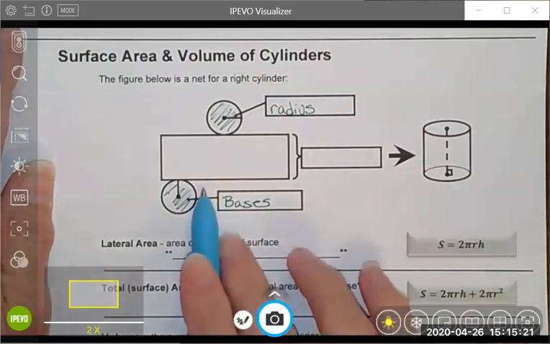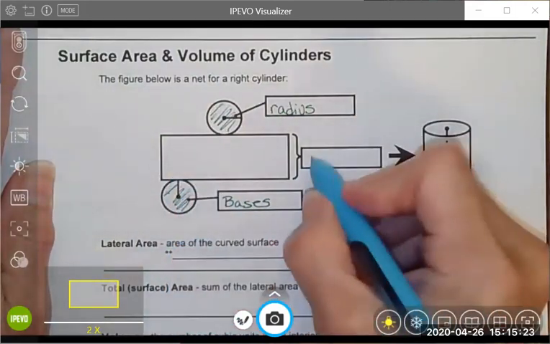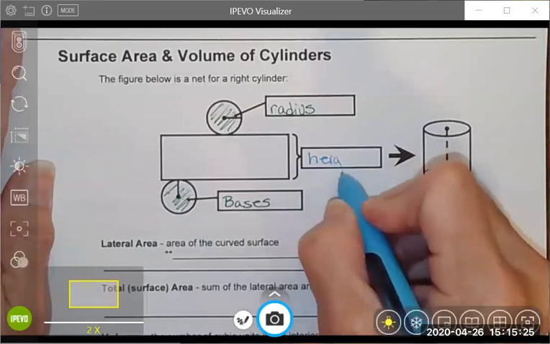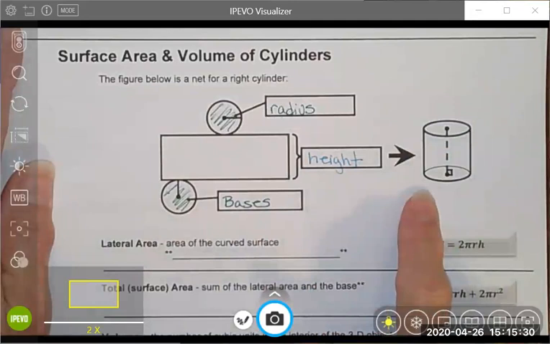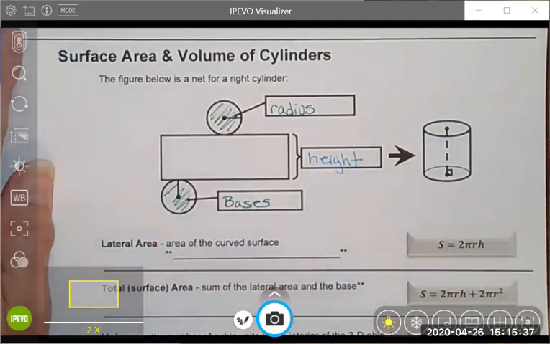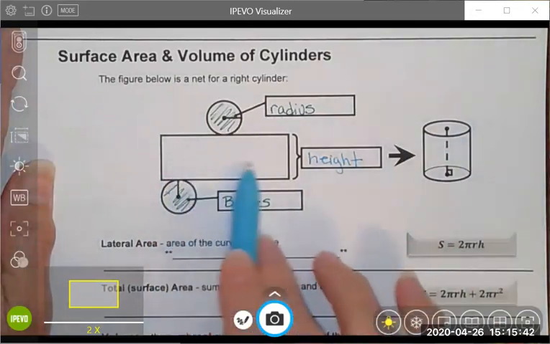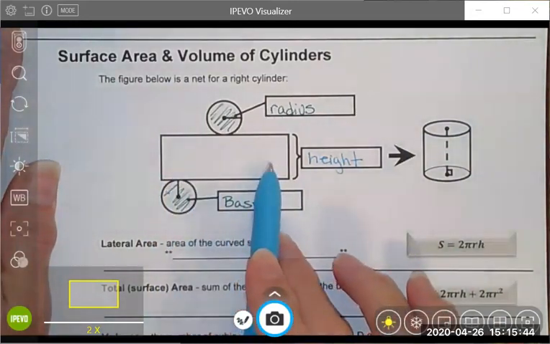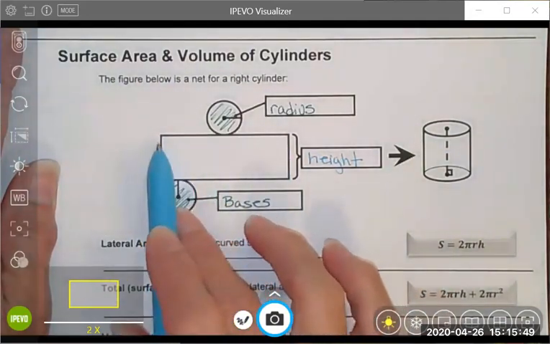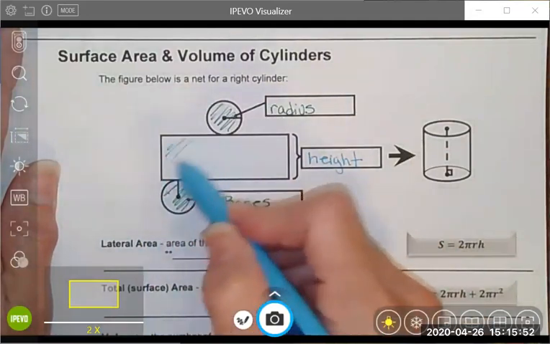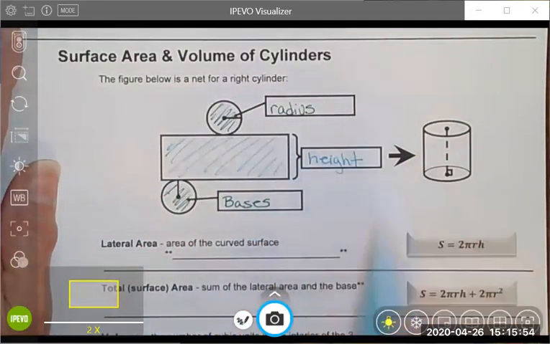And then just like a prism, your cylinder has a height. That is the distance between the two bases. If you unroll the label to a can of soup, then you'll find that the lateral area is comprised of the circumference of the circle. It has to be big enough to wrap around the can, the height. And your lateral area is always going to be a rectangle.